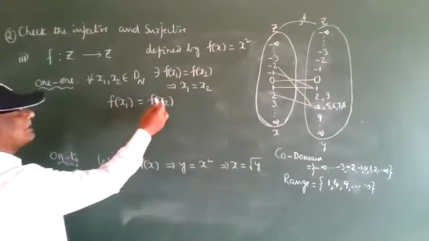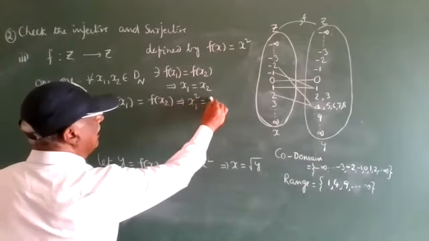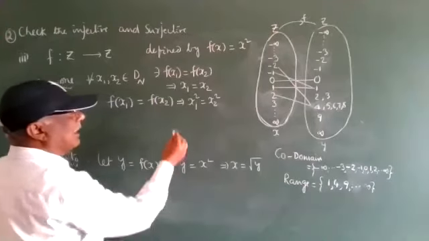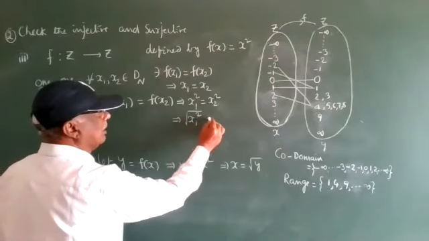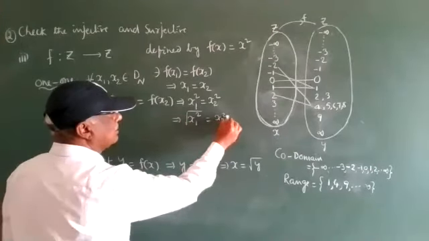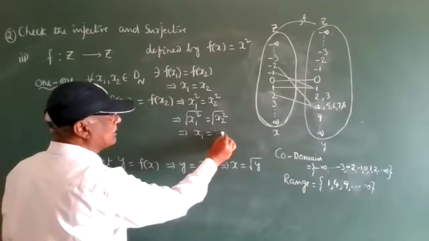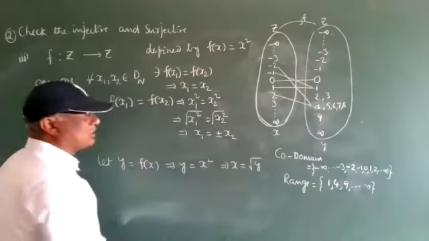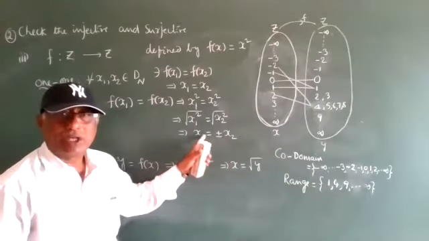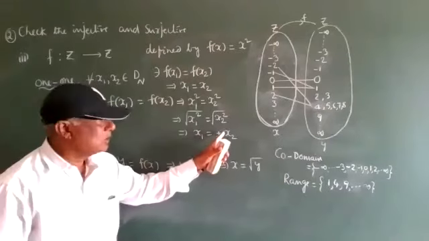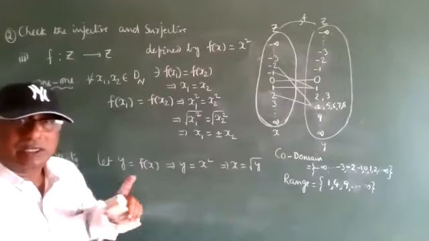Because f of x1 is equal to f of x2, x1 square is equal to x2 square. Apply the square root: x1 is equal to plus or minus x2, since the square root can be positive or negative. One element has two images, so two elements have one image. x2 and minus x2 have the same image. Therefore, it is not one-one.